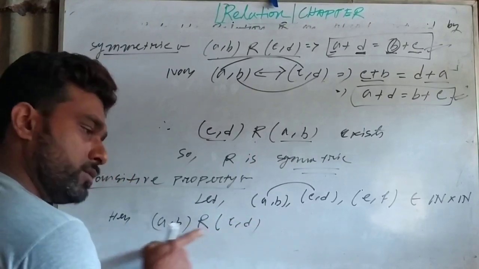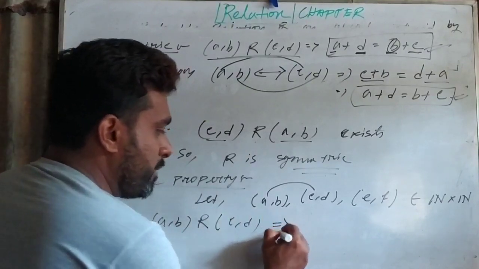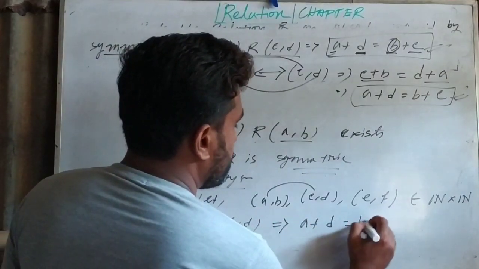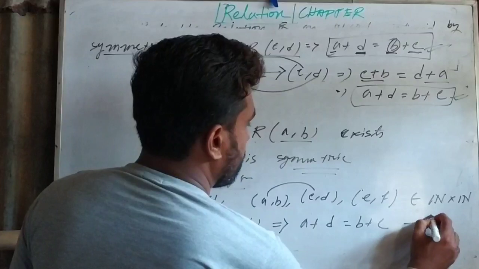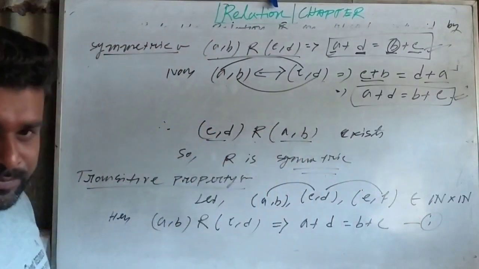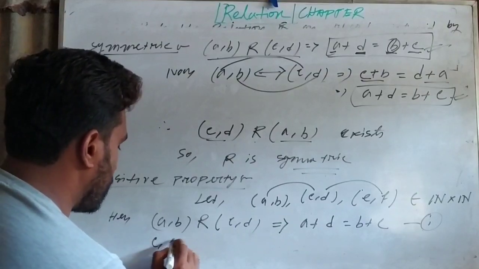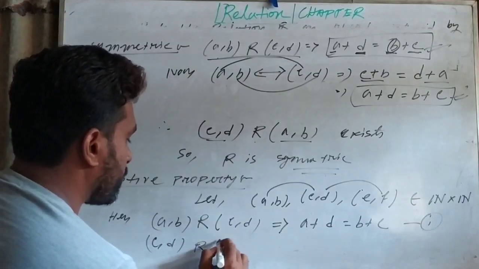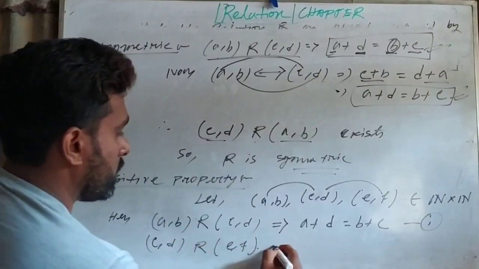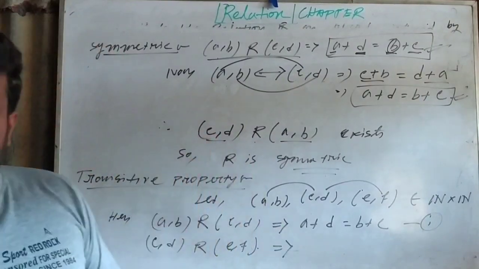They have their relation, okay, friendship relation, and it can be defined as what? A plus D equals B plus C. It is equation number 1. And they have their friendship also. Okay, so there is C comma D related to E comma F.